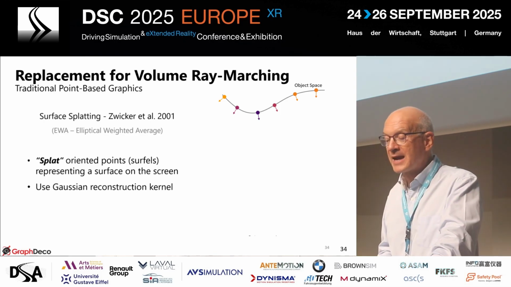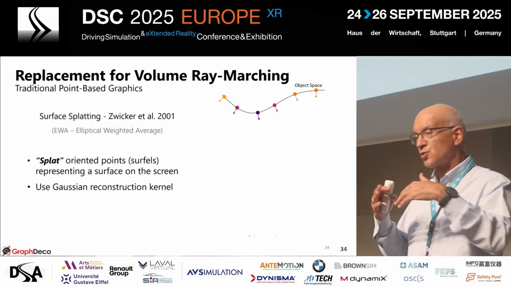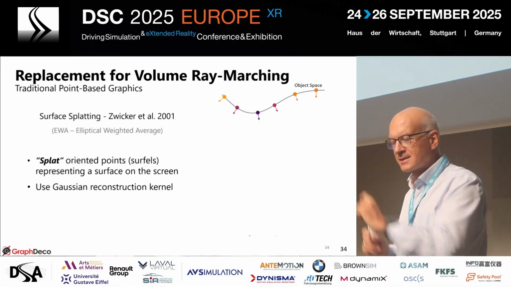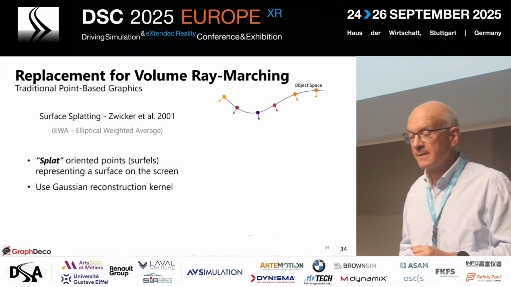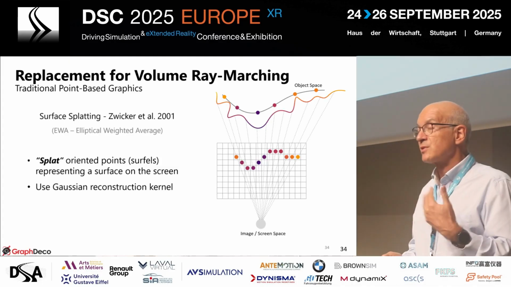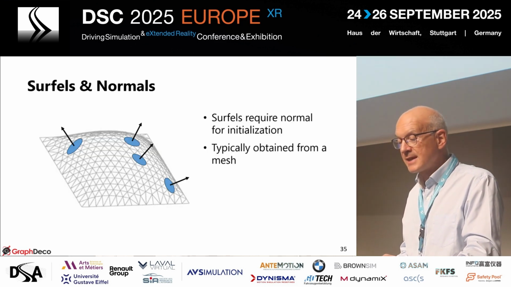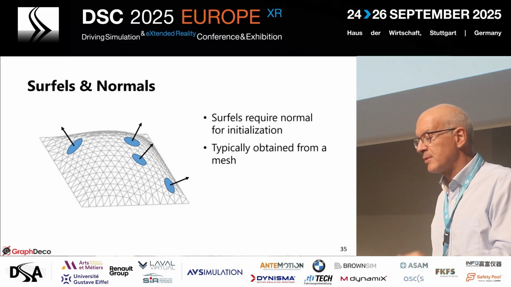And the idea is that we have a splat. So what is a splat? In the original formulation, you took geometry, you placed these oriented points, little oriented disks, on the surface, which are oriented based on the normal of the surface, and then you project them to the screen and you reconstruct them with a Gaussian kernel. So to do this, as I said, you need to have these normals that have to be obtained, and they're typically obtained from the mesh.